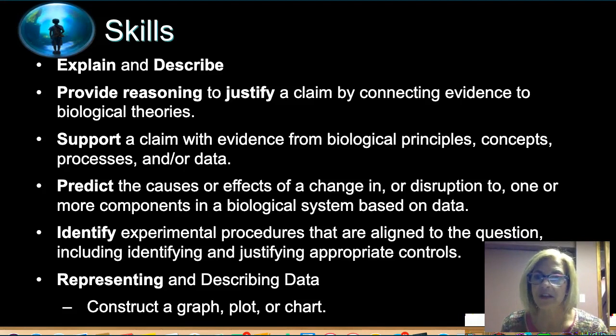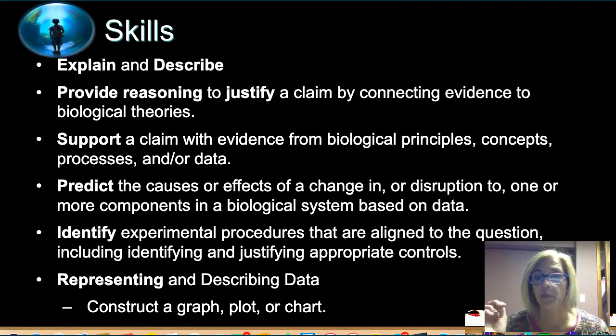So they like to change it up so that you can use the information that you already know and apply it to a new situation. So if you disrupt it, if carbon wasn't available, if oxygen wasn't available, if you were in a high temperature, if you were in a low salinity, think of all the ways you could change a system. One or more components in a biological system based on data.